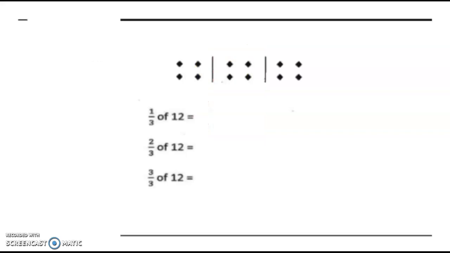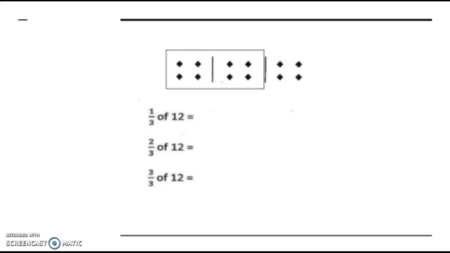Same thing with our little diamonds here. So 1/3 of 12, 2/3 of 12, 3/3 of 12. It's already put into thirds for you. So what I'm seeing is that if 1/3 of 12 is going to give me 4, then all I have to do is multiply that by 2 to give me 8, and by 3 to give me my total of 12. So what they want you to do is put this together in a tape diagram.